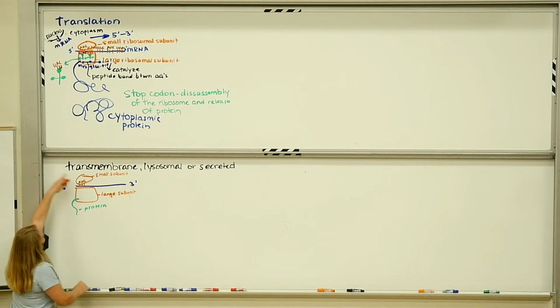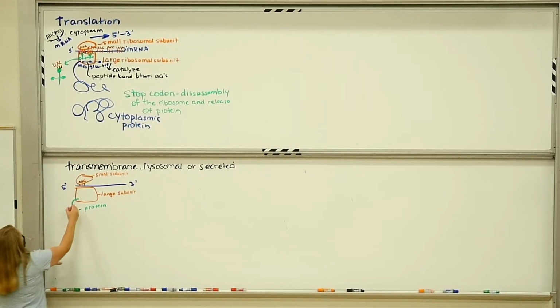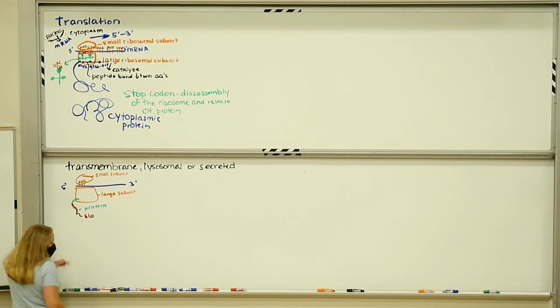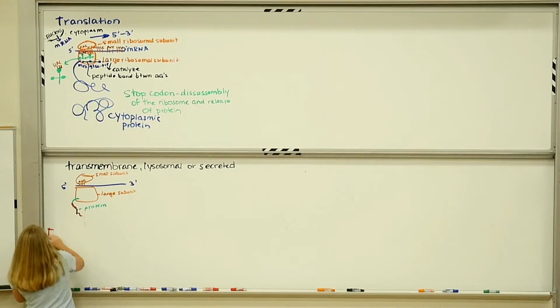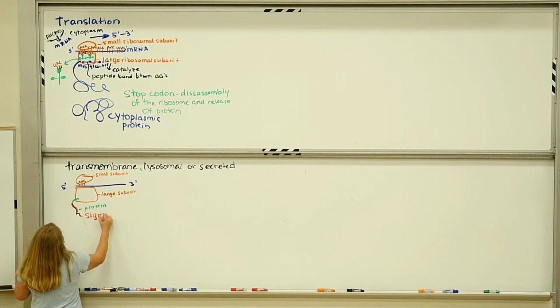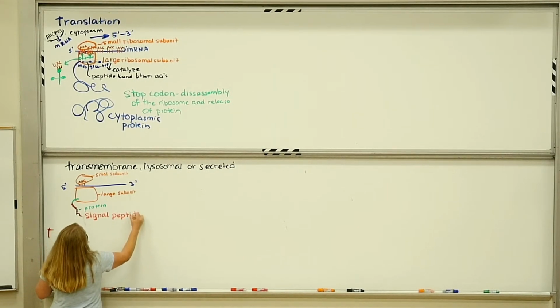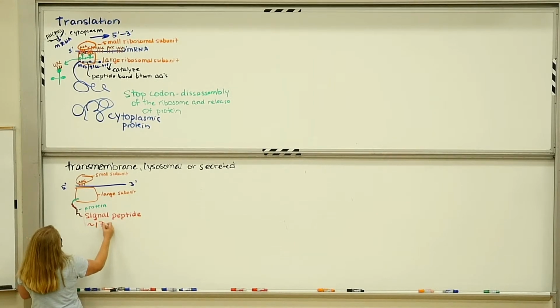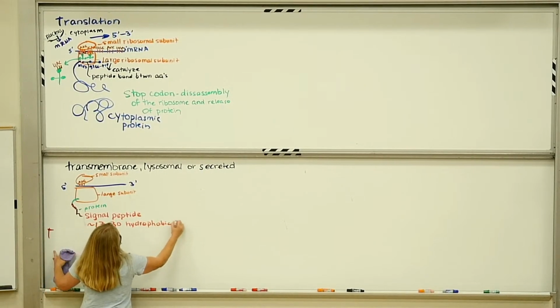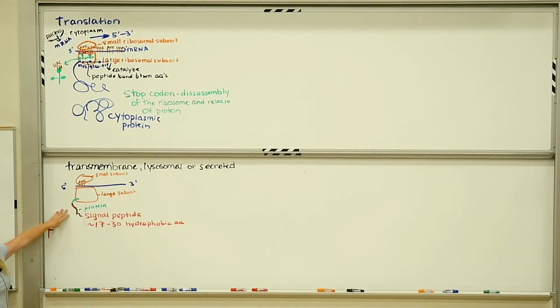But if this is meant to be transmembrane, lysosomal, or secreted, the start of this protein is going to have a signal peptide. And that signal peptide is going to be approximately 17 to 30 hydrophobic amino acids. So the first 17 to 30 amino acids that you put together for this protein will be hydrophobic, and you're making them in the cytoplasm. They're not happy about this. They don't like being here.